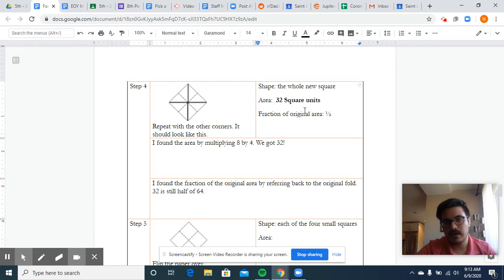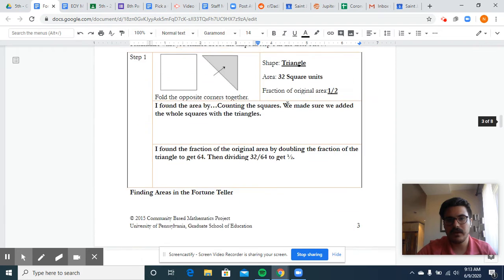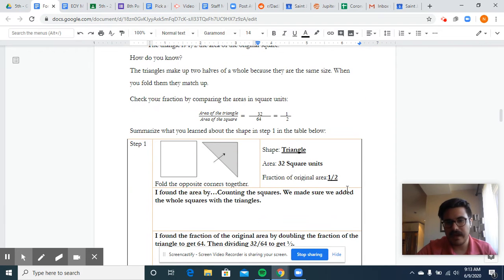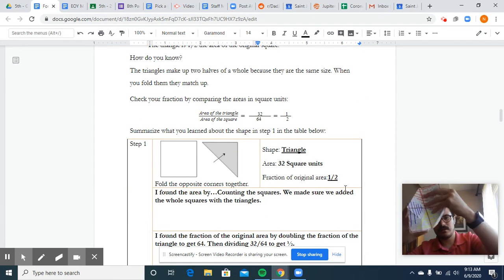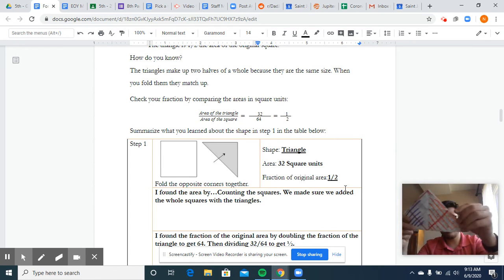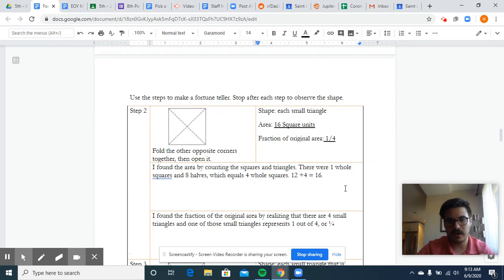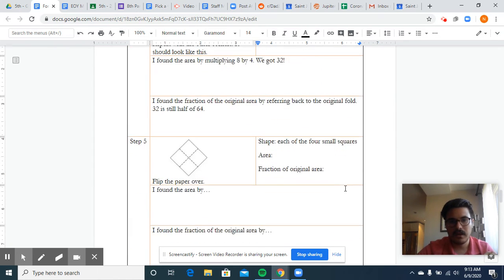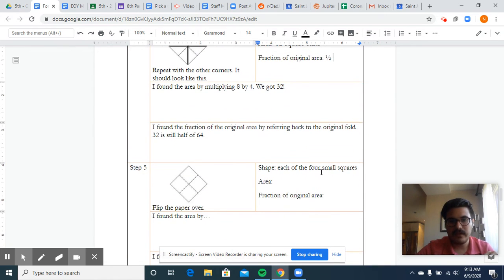The fraction of the original area, we know 32 from all the way up here. We know 32 is half of the original area. So this is the original area, which is 64. So we know that 32, even though it's in a different shape, is half of the original area. Okay? So just go ahead and keep filling these out.